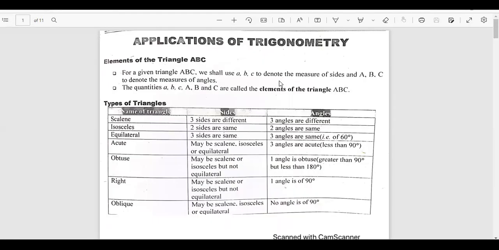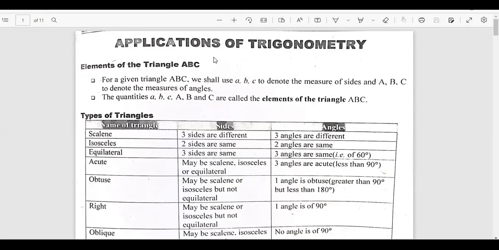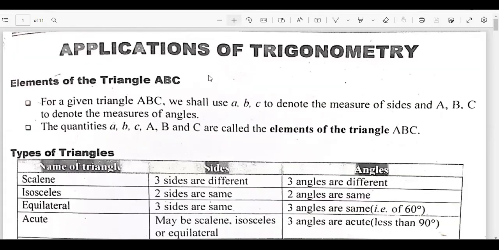Okay, today we'll be talking about applications of trigonometry. In this chapter, we will see where exactly trigonometry is used. So, let's get started. Now, this is important. We need to understand this key thing in the beginning because we'll be using all this.